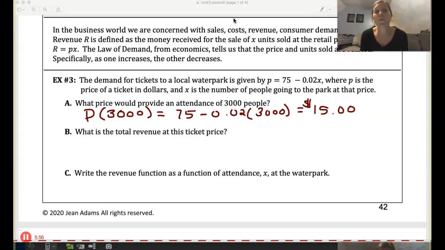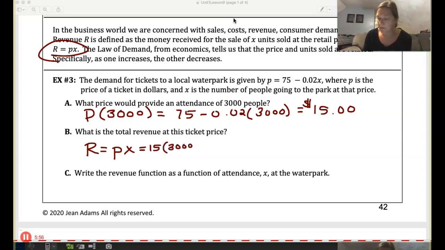So now, what is the total revenue at this ticket price? Now remember, up above, it told us that our revenue function was P times x, or xP. That's the way I'm going to write it out. Okay, so I guess we don't need to write xP. Let's just keep it Px. Why not? We just found what our ticket price was, right? Our ticket price was $15, and our x was the number of people we were selling to. So if I had 3,000 people at $15 a ticket, that's going to get me $45,000 as my revenue.